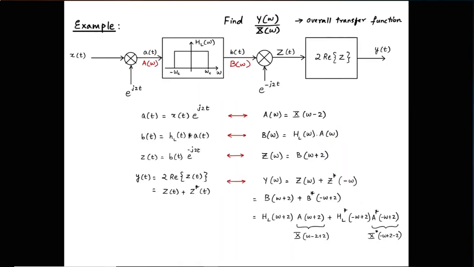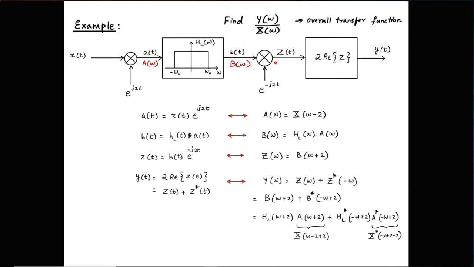Now we'll do an example here. So we have a block diagram that is shown. You have x of t being multiplied with a carrier e to the j2t. The result, a of t, gets low pass filtered with a cutoff omega sub c. The result is b of t that gets multiplied with another carrier e to the negative j2t. The result of that multiplication is z of t, and after that we are doing a 2 times real part of z, and that's our y of t.